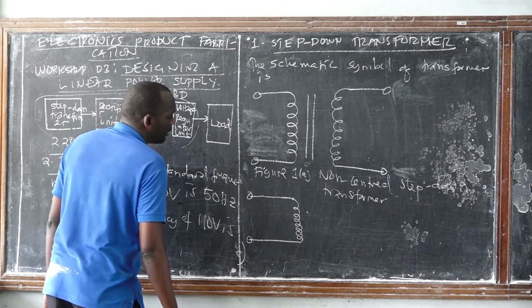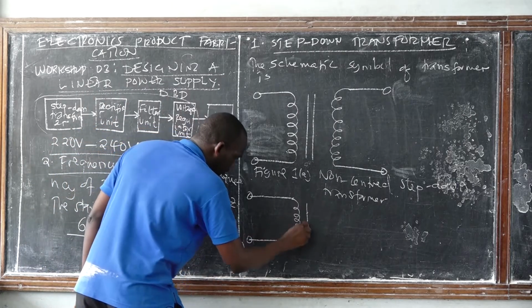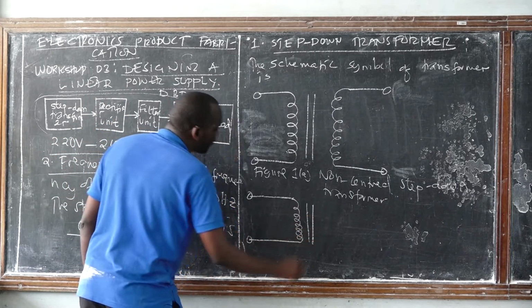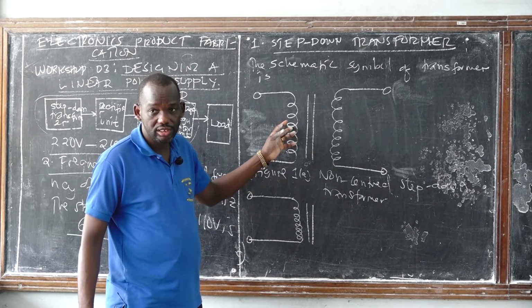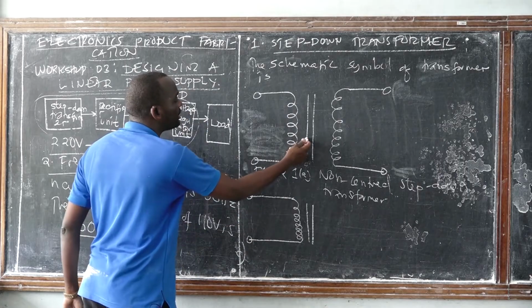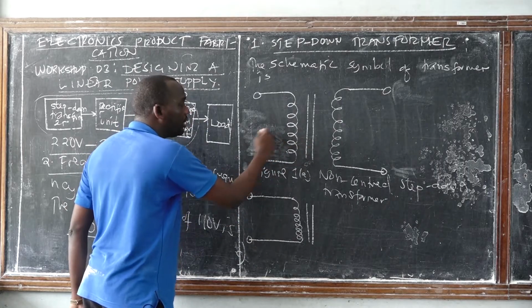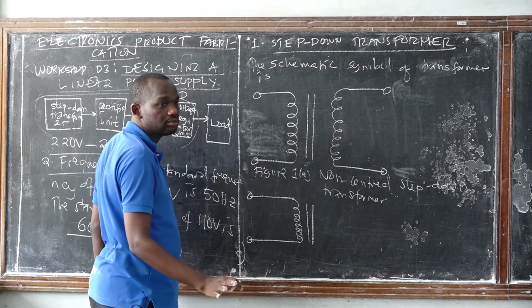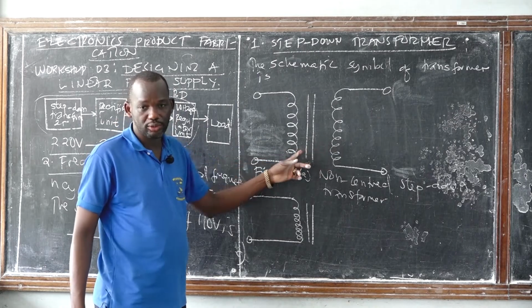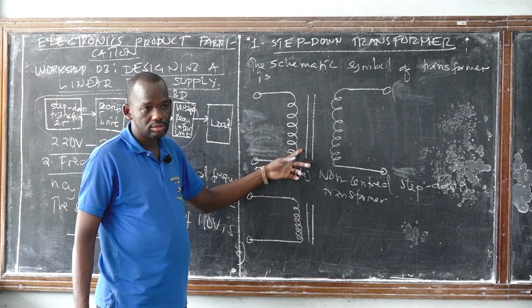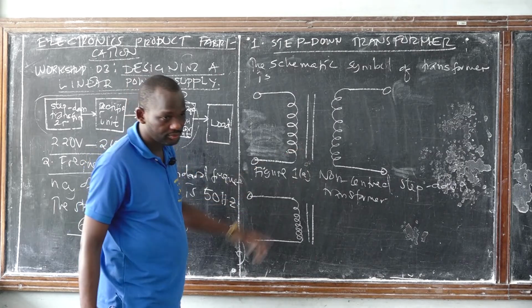Then sometimes you might find the symbol of a transformer with 3 bars. This should not be confused, because it depends on the core. This we call a core. This is the primary coil, the secondary coil, simple like that. This is the symbol for an inductor, and this is the symbol for an iron core, or ferromagnetic material.